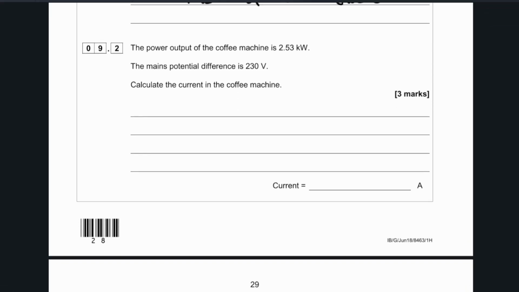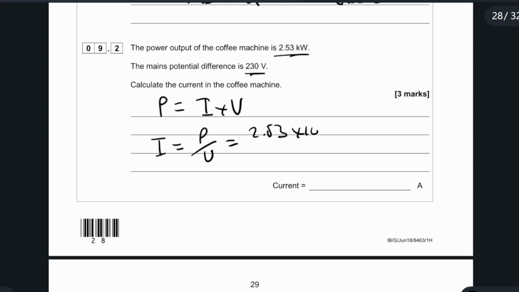9.2, the power output of the coffee machine is 2.53 kilowatts. The mains potential difference is 230 volts. Calculate the current in the coffee machine. So if the coffee machine was to take in all this 230 volts and it's got a power rating of 2.53 kilowatts, well, power, we should know, is equal to the current multiplied by the voltage. And so we can just rearrange to get the current. So the current equals the power over the voltage, and that is equal to 2.53 kilowatts. You need to convert that to watts, so times by 10 to the 3, divided by the voltage itself, which was 230. And so if you plug that into a calculator, you should get a current of 11 amps.